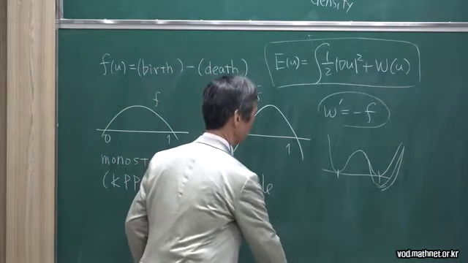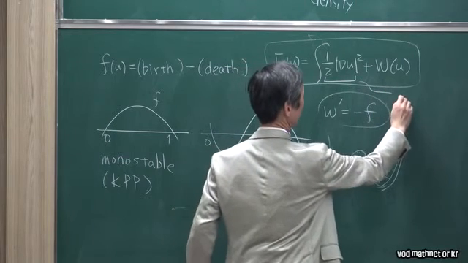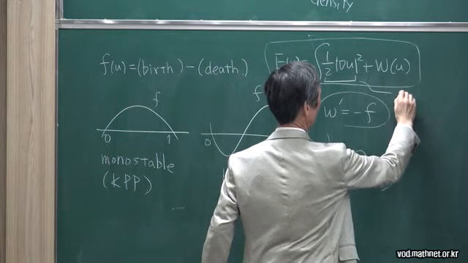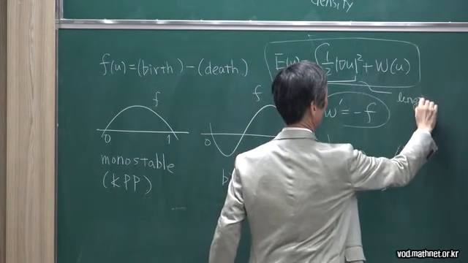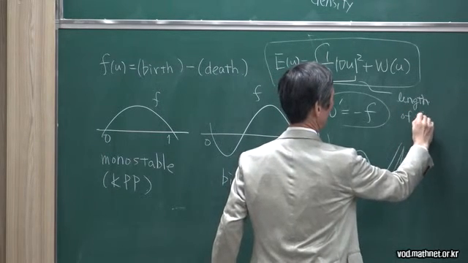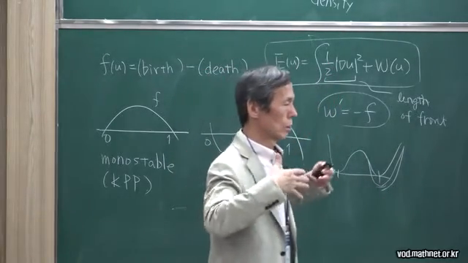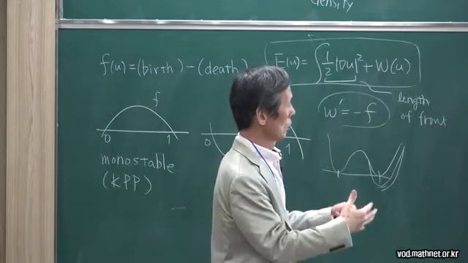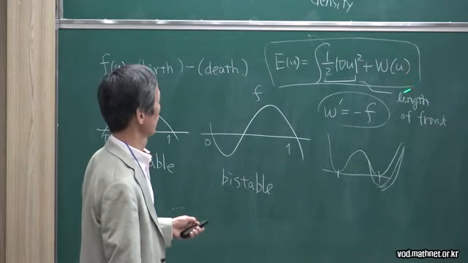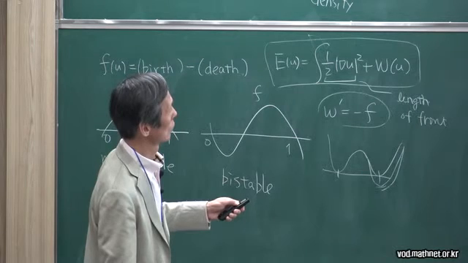So this part is more or less proportional to the length, the area, of the front. So the front wants to decrease its length as much as possible, but since it is pushed from behind because of the difference of the potential, it has to go forward.